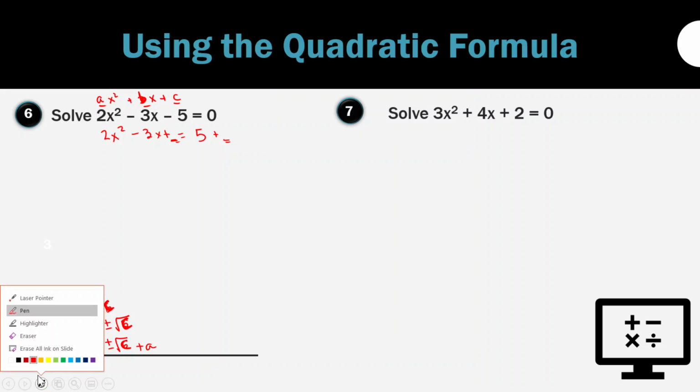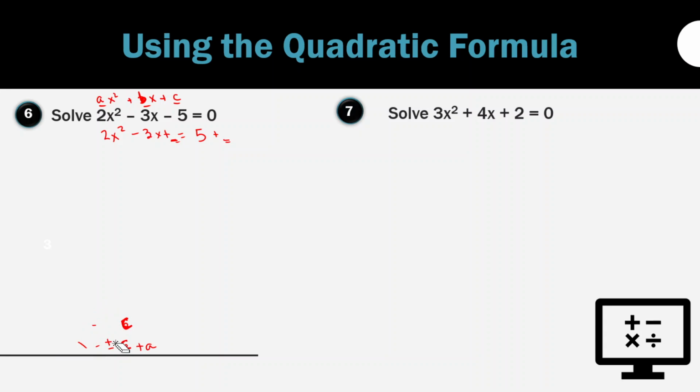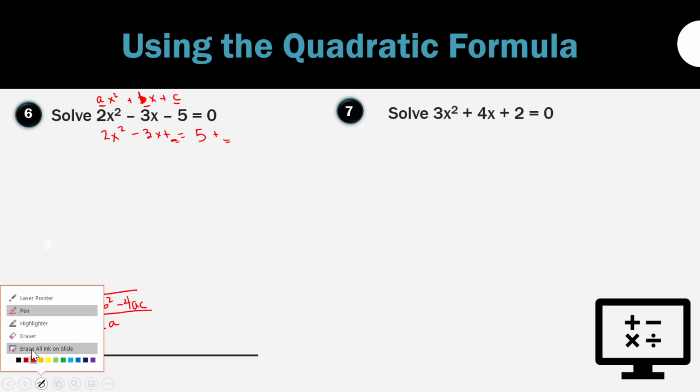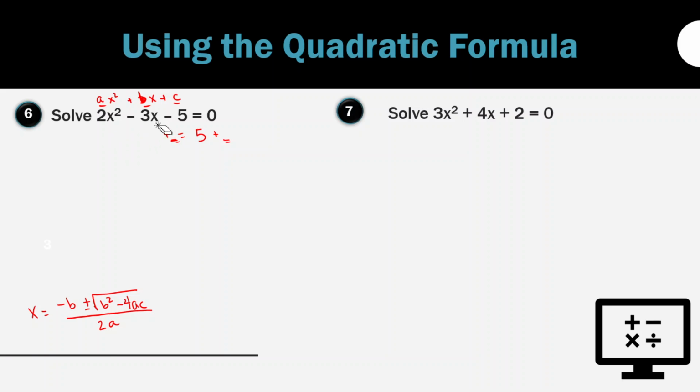I may make another video on the whole proof of it, but for now, we're just going to state it and we're going to use it. And then you can watch the proof at your convenience if you like. So the way the quadratic formula looks is this. It ends up being negative b plus or minus the square root of b squared minus 4ac all over 2a.